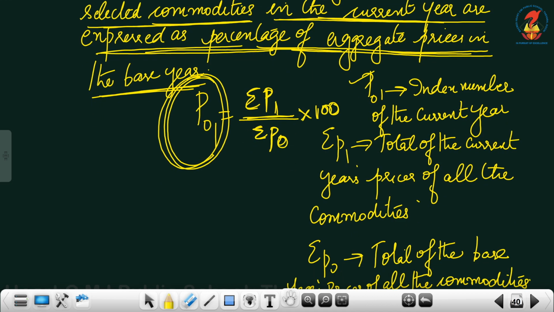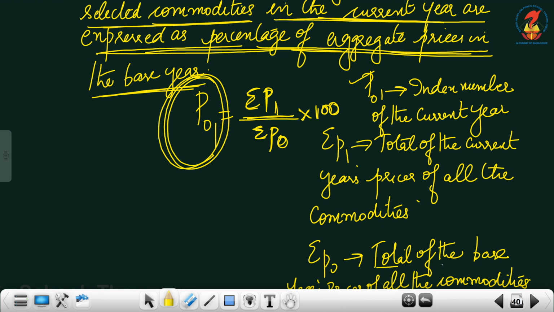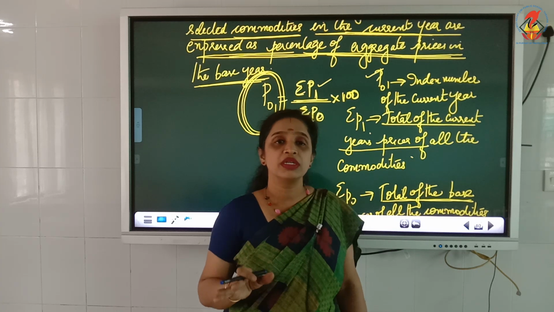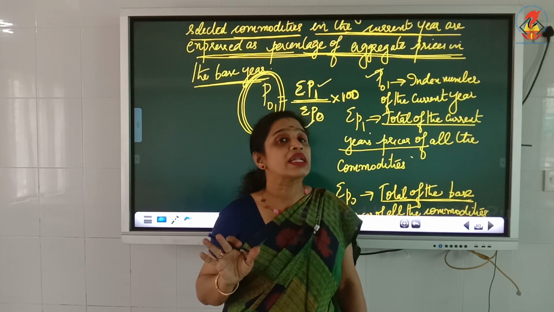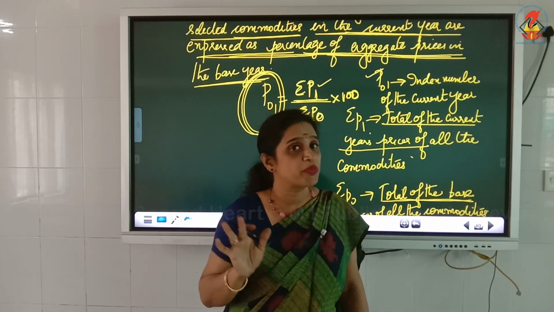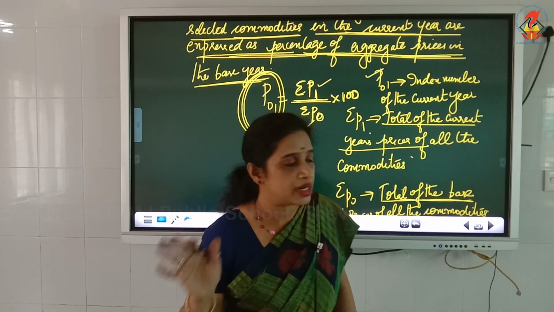Now, sigma P1 is the total of the prices of the current year, and sigma P0 is the total of the base year prices of all the commodities. So this is the formula for calculating the index numbers using the simple aggregative method. The simple aggregative method is therefore P01 equal to sigma P1 by sigma P0 into 100.